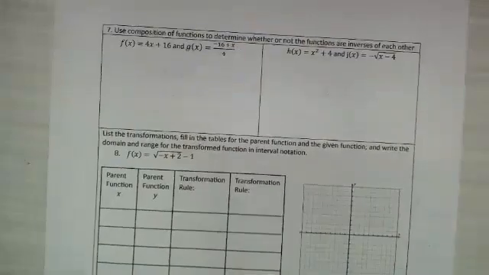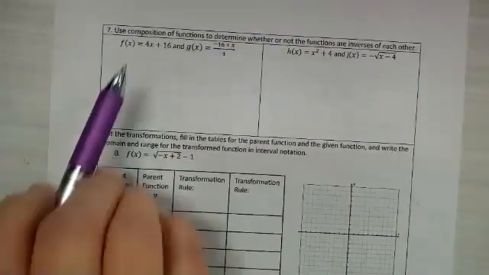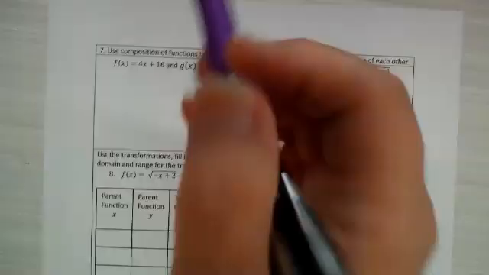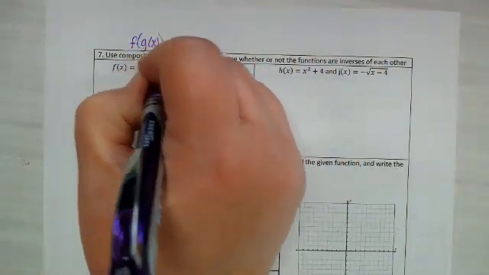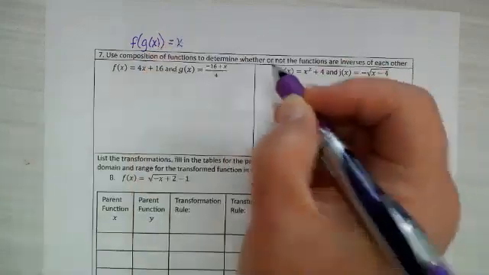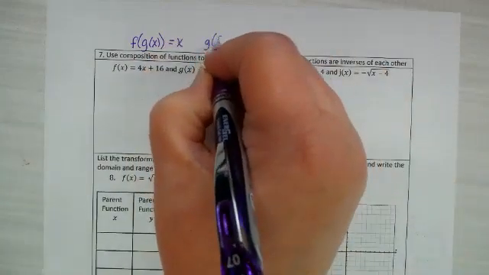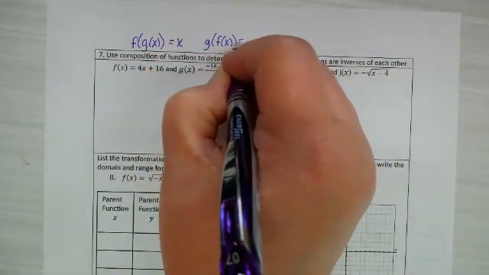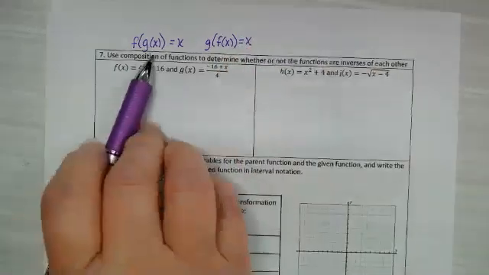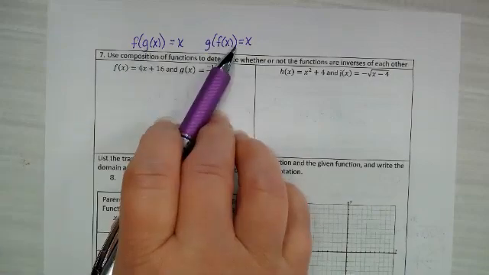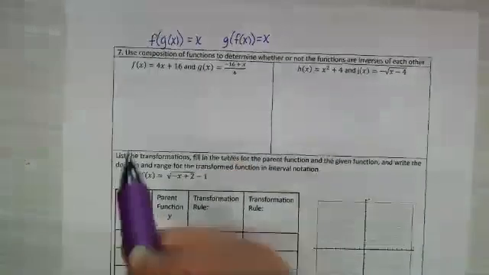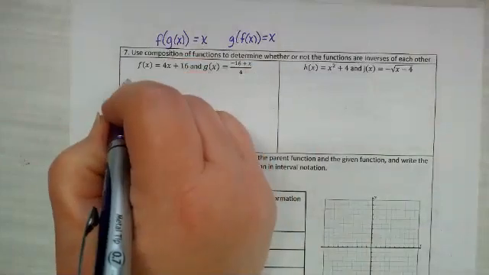All right, on this one, you were asked to use composition of functions. That's where we plug g of x into f of x to see if it equals x. And then we plug f of x into g of x to see if it equals x. If both of those things are true, they are inverses of each other. If both of these are not true, they're not inverses of each other. So let's see how that works.